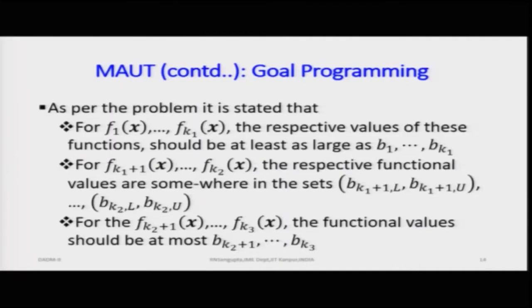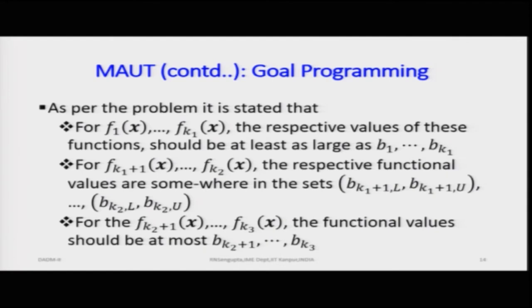You do this because you want to achieve some maximization and some minimization for them. If K1, K2 are the only sets, you will have the maximization set as K1 and the minimization set as K2, and there would not be any intersection between K1 and K2, they would be a null set. Now, as per the problem, you want to attain F1 to FK1, the respective values of these functions should be at least as large as B1 to BK1. For the other case, you want FK1 plus 1 to FK2 to lie between the bounds you put for yourself.